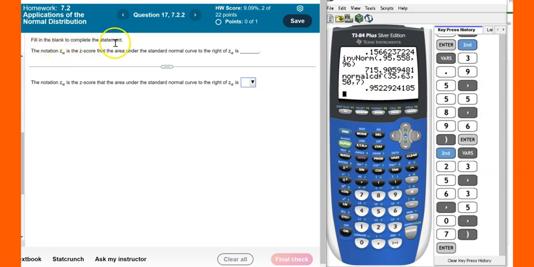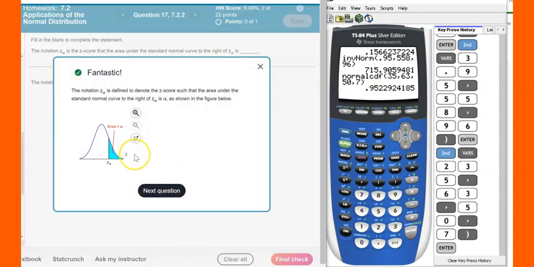Fill in the blank to complete the statement. The notation Z alpha, the symbol is alpha, is the Z score such that the area under the standard normal curve to the right of Z alpha is alpha. Remember that in the notation Z alpha, this alpha is the right area from the point Z alpha. Therefore this alpha here is the area on the right of the point Z alpha. Fantastic. And you can see in the explanation here, that's the point Z alpha. This area is alpha, which is to the right of the point Z alpha.